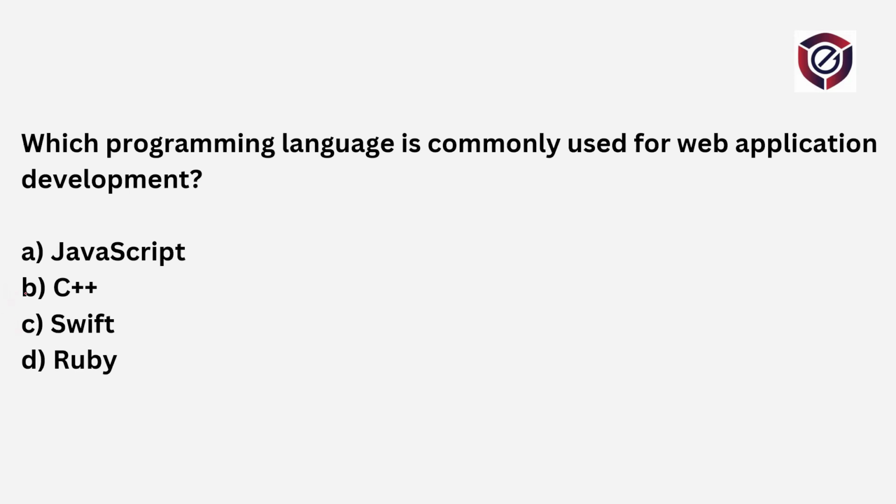So we know the C++ is not web development specific. It is for writing simple codes in terms of DSA or building applications, small applications. In terms of networking, also C++ will be used, but not for the web development. Even Swift and Ruby are used for one or the other kind of application development, but not for the web development. The web development will be majorly done with the help of JavaScript. So the correct answer is the option A, JavaScript.